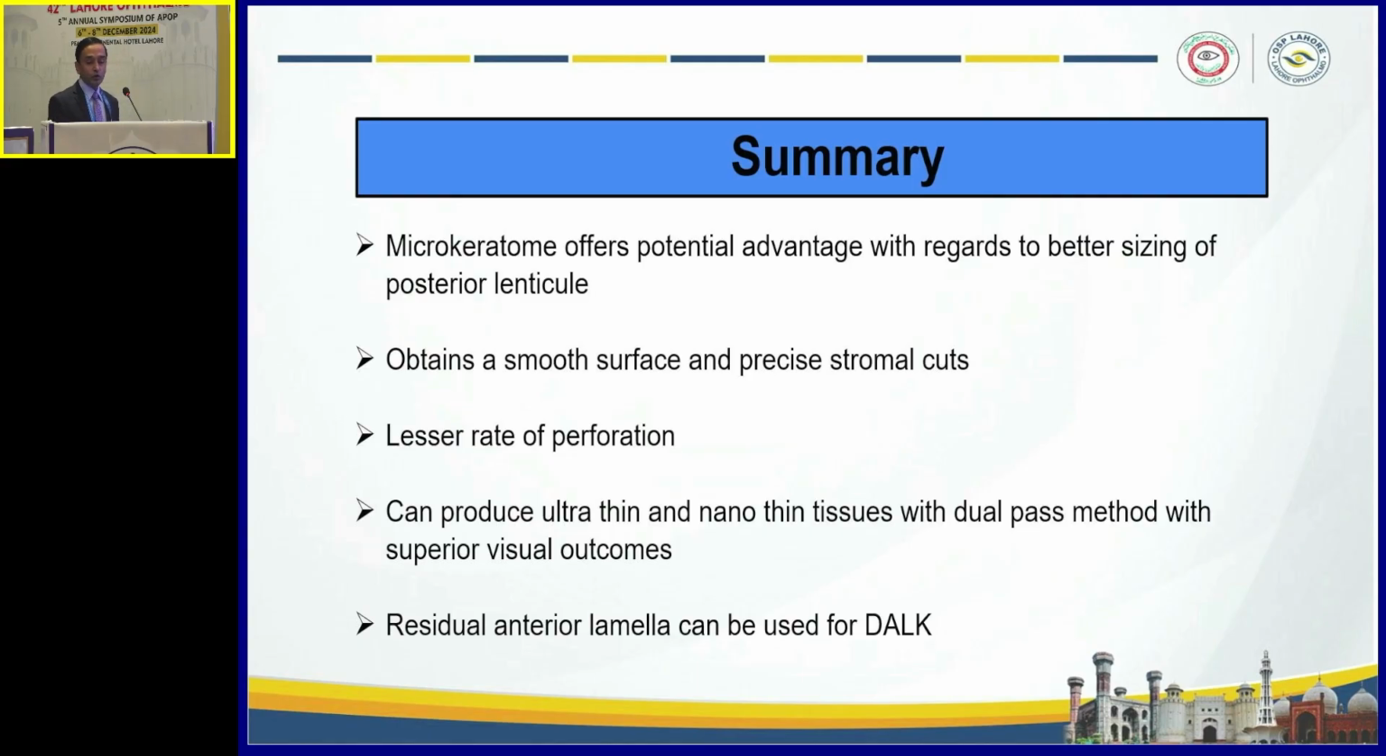So microkeratome offers a potential advantage with regard to better sizing of the posterior lenticule. It obtains the smooth surface and precise stromal cuts as compared to manual dissection. There is lesser rate of perforation. It can produce ultra thin and nano thin DSAC tissues with the help of dual pass, and which have superior visual outcomes as compared to conventional DSAC, and residual anterior stroma can be used in DALC.